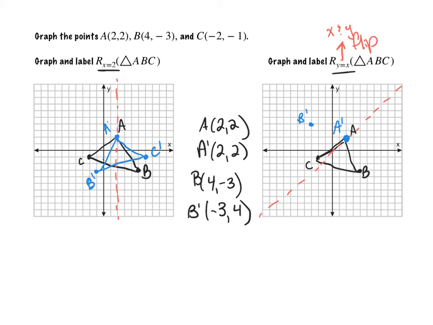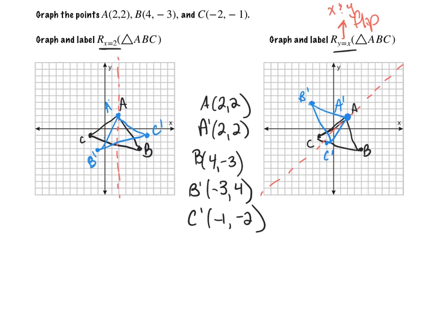And then C is -2, -1. So C prime is going to flip that, -1, -2. And so when I graph that, I end up down here. Oops, that was a terrible line. And so I have my reflection image. So y equals x, x and y flip, nothing else happens.